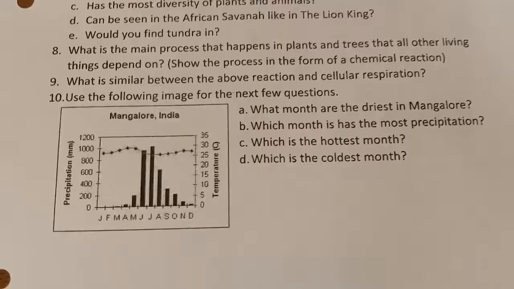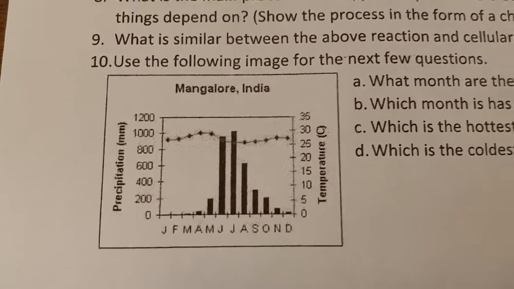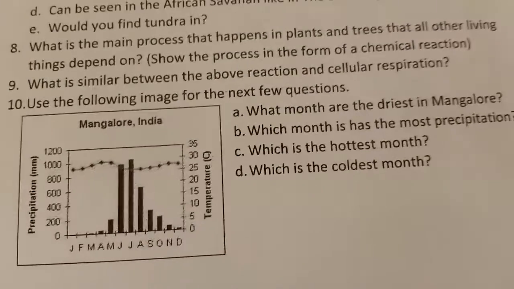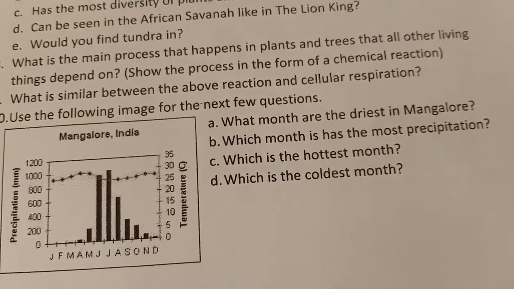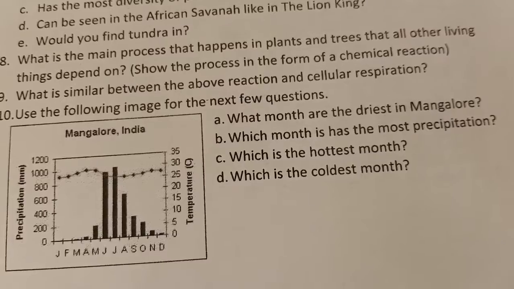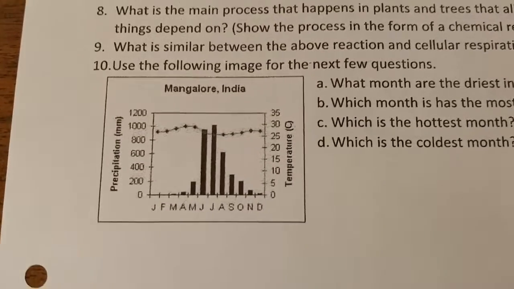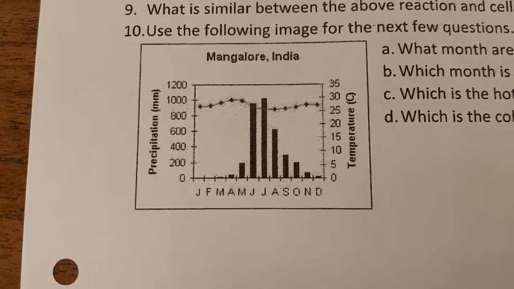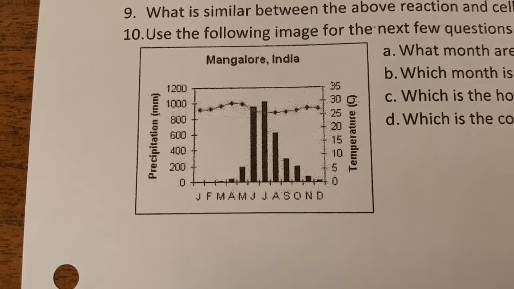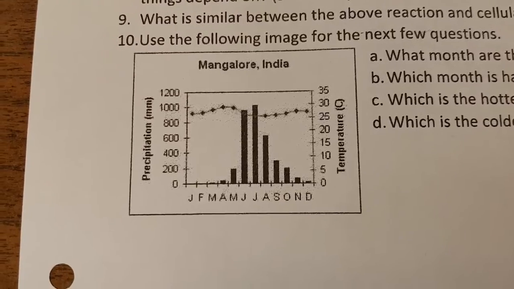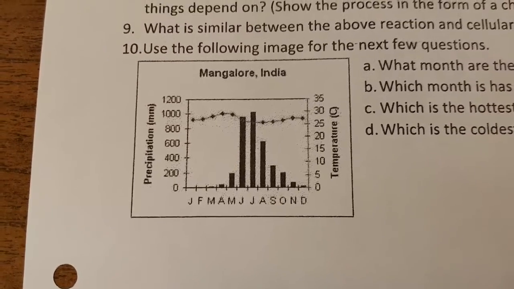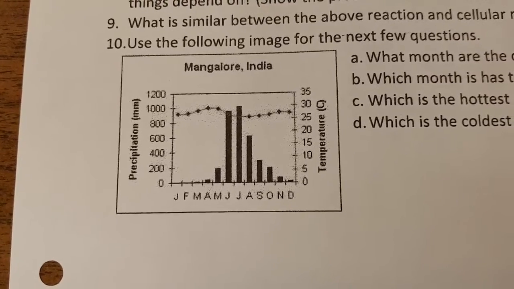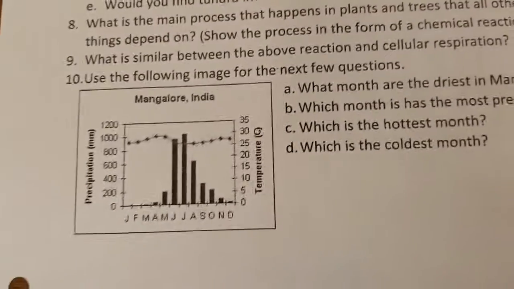All right, number 10, when we're looking at this climatograph, what month is the driest in Mangalore? Or what months are the driest? Well, sorry, months. There's going to be several months here that are the driest. I would say that would be January and February. It could be said that March is as well, but March has a little bit more than February and January. I would say January, February are the driest, and then March and December are the next driest.